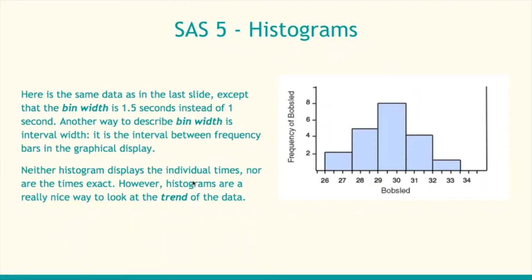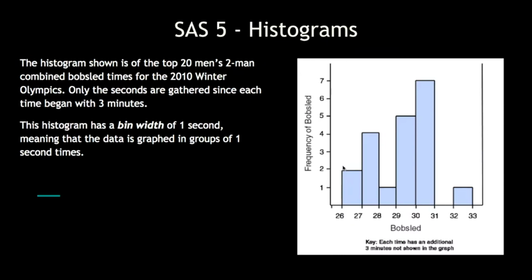Here's the same data as in the last slide, except this time the bin width is 1.5 seconds instead of 1 second. Another way to describe bin width is the interval width. It is the interval between frequency bars in the graphical display. So now the bobsled times are between 26 and 27 and a half, then 27 and a half to 29, 29 to 30 and a half, 30 and a half to 32, and 32 to 33 and a half. So in other words, it looks really symmetrical with this bin width. But if we go back, it doesn't look symmetrical at all, does it?